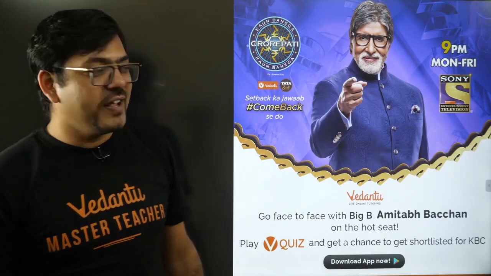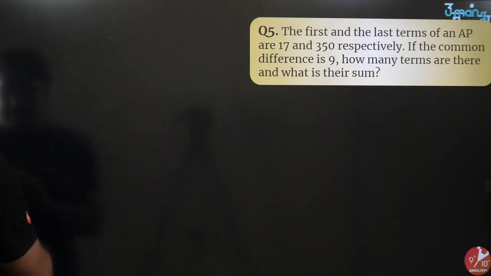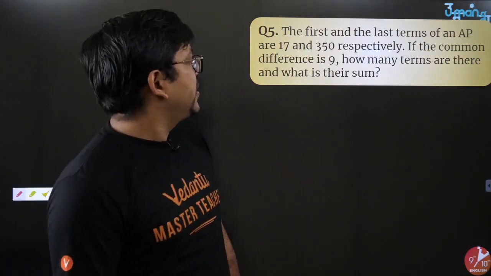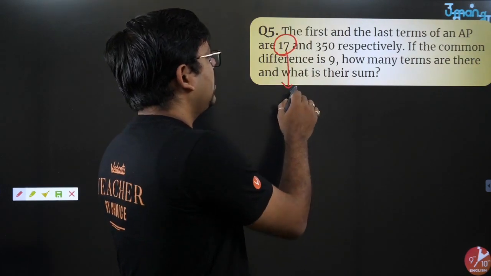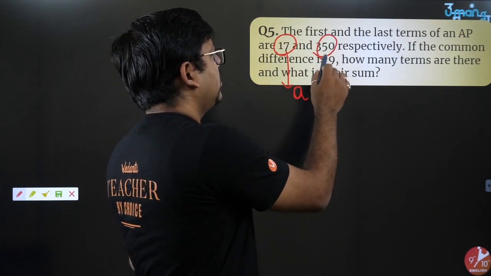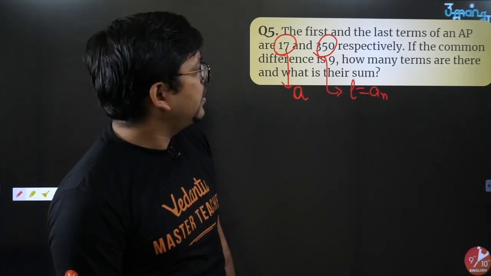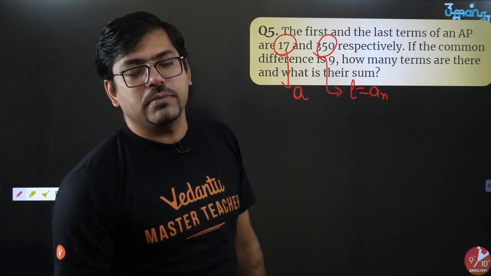Okay, chalo, let's move on. Here we go for the next question. The question says, the first and the last term of an AP is 17 and 350. Okay, first and last term. This means that this is my A and this is my L. You can say L or you can say an, nth term. Both ways fine. If the common difference is 9, how many terms are there and what is their sum?